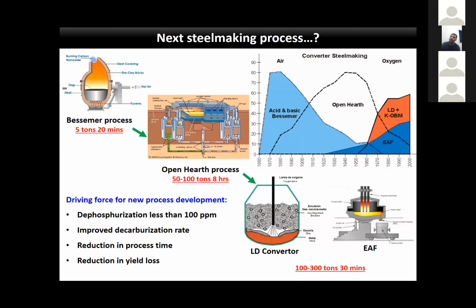And what is the driving force for these process developments? One is that today the requirement is less than 100 ppm of phosphorus, and in the LD converter or BOF processes, basically it's not possible. It's a challenging task. So that is one of the driving forces for the process development. And improved decarbonization rate. You know that open hearth took 8 hours for producing 100 ton of crude steel. Now it is 30 minutes for 300 ton or 100 ton. So there is a scope for further reduction.